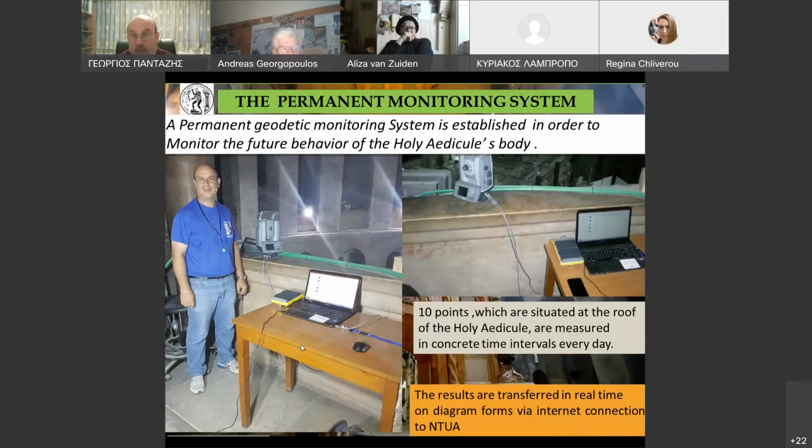This is the real photograph of the permanent monitoring system. This is the laptop, and of course there is a possibility to communicate with the total station. As the worksite has internet access, the laptop is connected to the internet by a cable or Wi-Fi. This connection allows the data and the results, of course, to be transferred to any other PC worldwide.